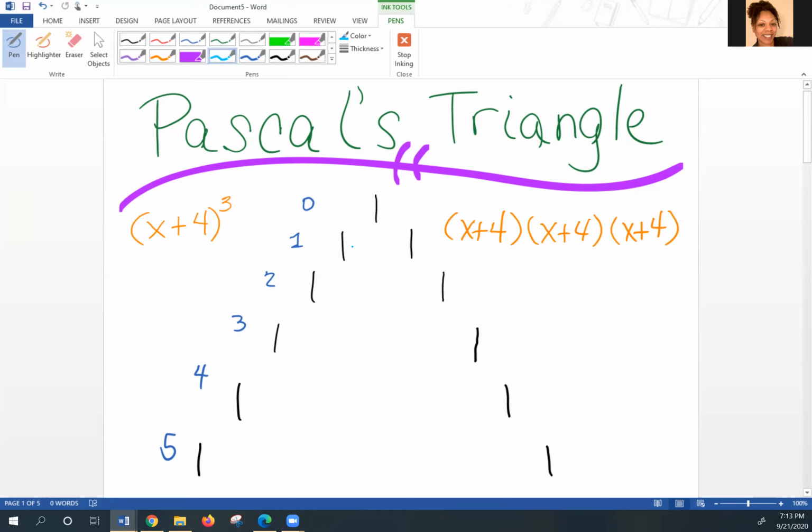And the way you set it up is you add the two numbers that are above. So 1 plus 1 is 2. 1 plus 2 is 3. 2 plus 1 is 3. 1 plus 3, 4. 3 plus 3, 6. 3 plus 1, 4. And then you continue doing it. 1 plus 4 is 5. 4 plus 6 is 10. 6 plus 4 is 10. And 4 plus 1 is 5.